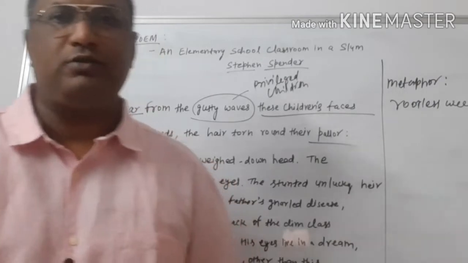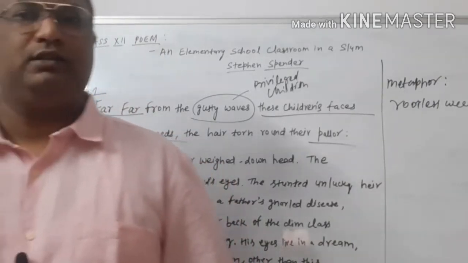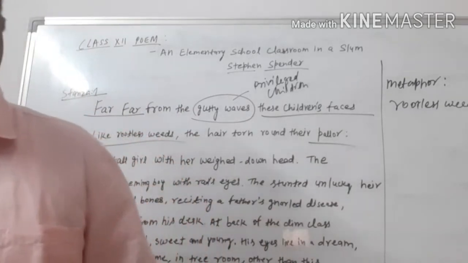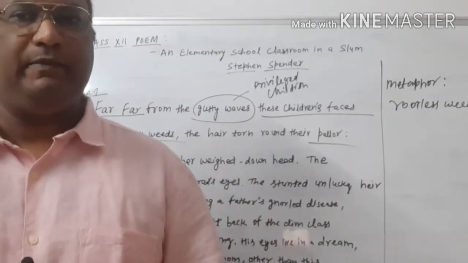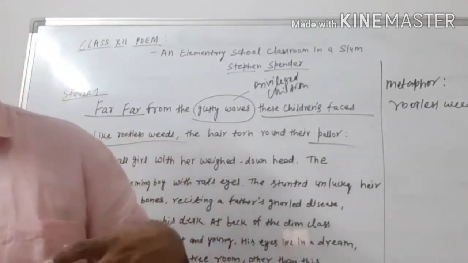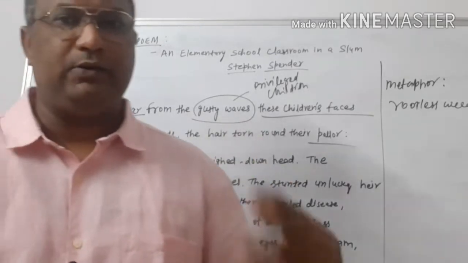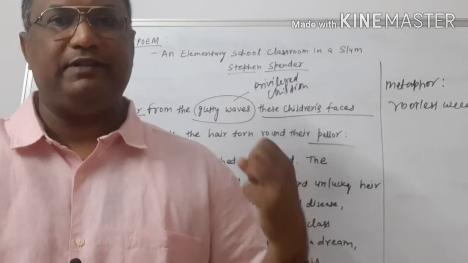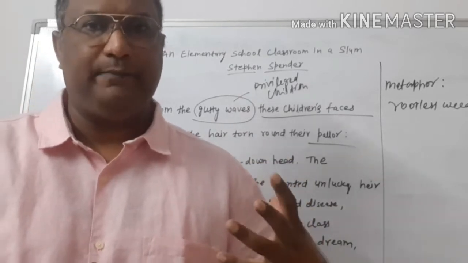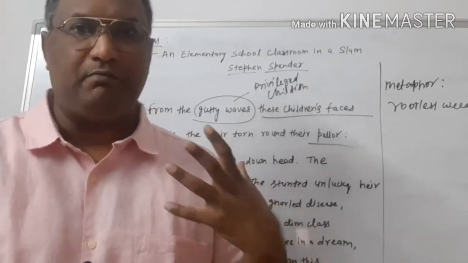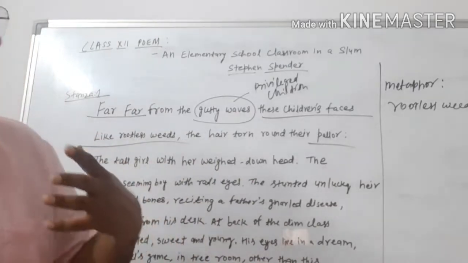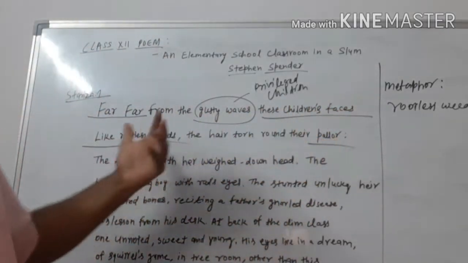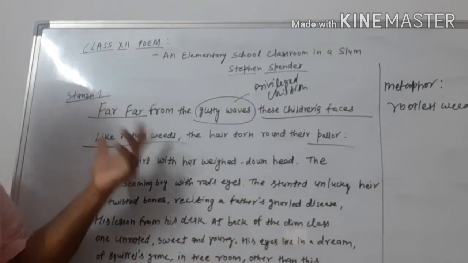So what happens to rootless things? They die very soon. They have no fixed position. They have been rooted out. In the same manner, these children have been rooted out from their life, meaning their life span is very short. They don't have any base, they don't have any ground. So these children's faces are like rootless weeds.